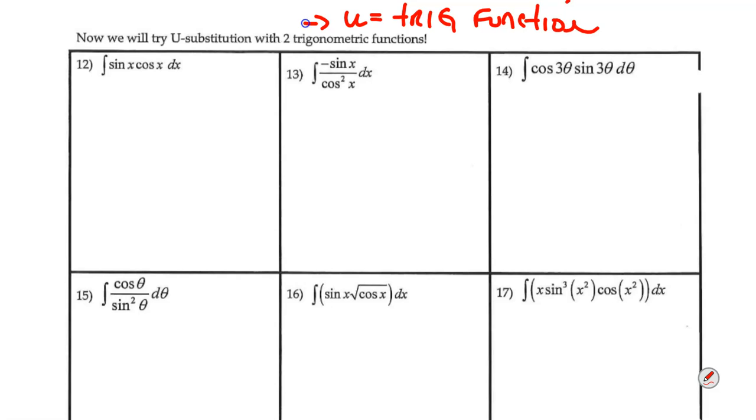Now, if you have sine and cosine sitting right beside each other, then the best way to do u is to actually make it sine. Because if you do that, your du is going to be cosine, and you don't have to worry about a negative. If I make u cosine, the derivative of cosine is negative sine, and you have to worry about a negative. So I'm going to solve this question with u equaling sine of x, because this becomes a really simple problem to do.